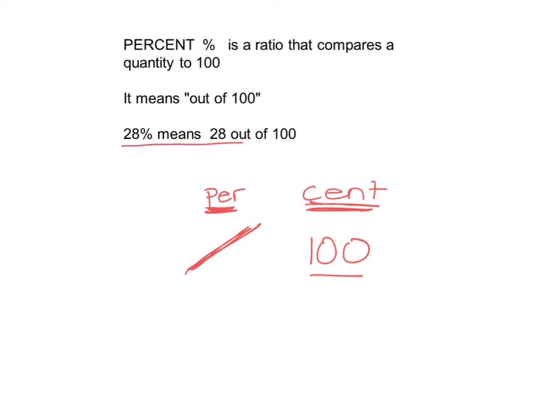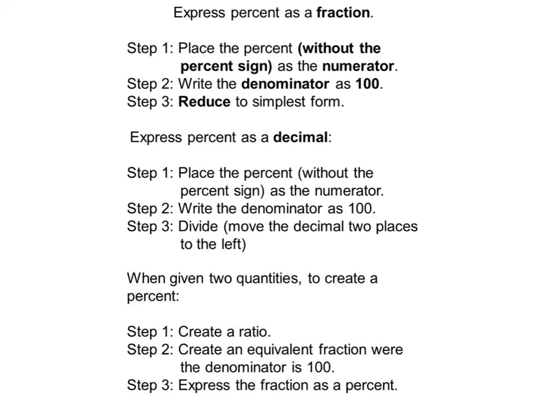So 28% means 28 per 100. So as a fraction, 28 over 100. All right, so if you have a percent and you want to express it as a fraction, just like we showed, put the percent number as the numerator, denominator is 100, and then you reduce it to its simplest form.